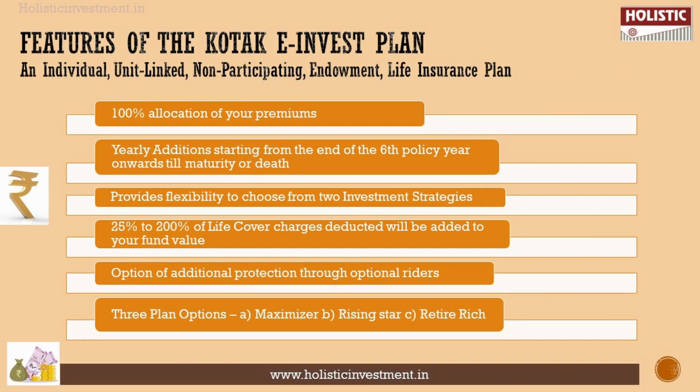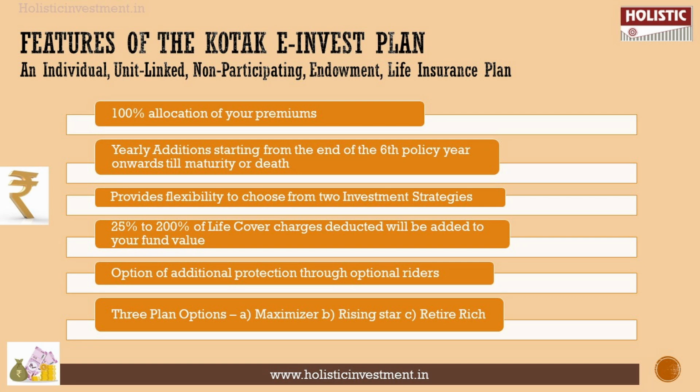Before analyzing the Kotak E-Invest Plan, let us first understand what it is. It is an individual, unit-linked, non-participating endowment life insurance plan, and some of its key features are that it has 100% allocation given to your premiums. Also, there are yearly additions starting from the end of your 6th policy year onwards till maturity or death, whichever is earlier, based on the plan option you have chosen.